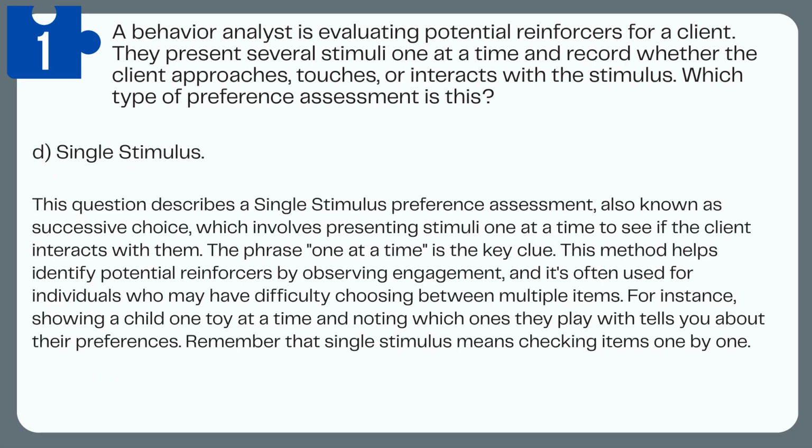Answer: D. Single stimulus. This question describes a single stimulus preference assessment, also known as successive choice, which involves presenting stimuli one at a time to see if the client interacts with them. The phrase "one at a time" is the key clue. This method helps identify potential reinforcers by observing engagement, and it's often used for individuals who may have difficulty choosing between multiple items. For instance, showing a child one toy at a time and noting which ones they play with tells you about their preferences. Remember that single stimulus means checking items one by one.